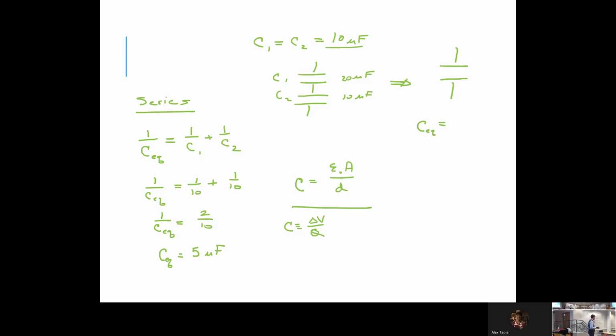So which capacitor is going to have a larger potential drop across it? The 20 microfarad capacitor or the 10 microfarad capacitor?